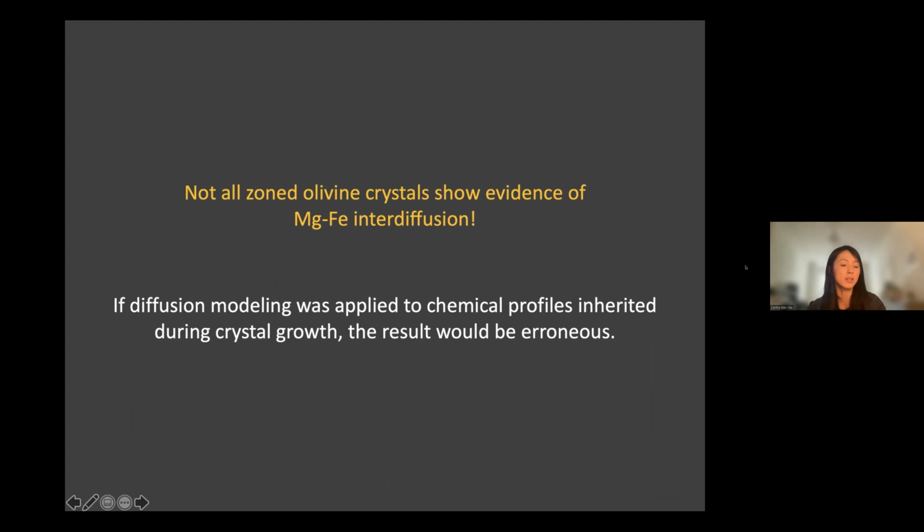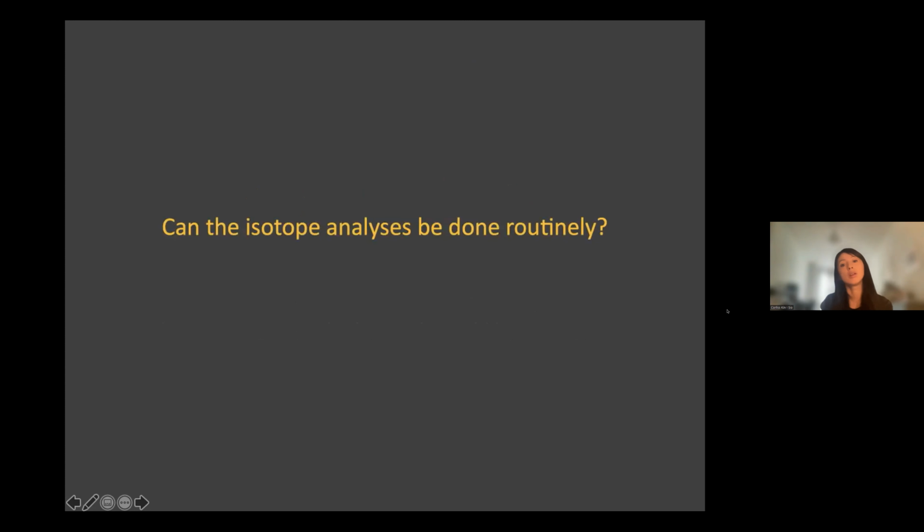So the bottom line is that from all the data that's been studied by Stefan Weyer's group, Collinet and myself, we have shown that not all zoned olivines show evidence of magnesium iron interdiffusion. And so if diffusion modeling was applied to chemical profiles inherited during crystal growth, then the result would be erroneous. Then you're basically applying a diffusion model to a grain that inherited its zoning from crystal growth. So we should all really use this isotope toolbox to select the useful crystals for diffusion chronometry.